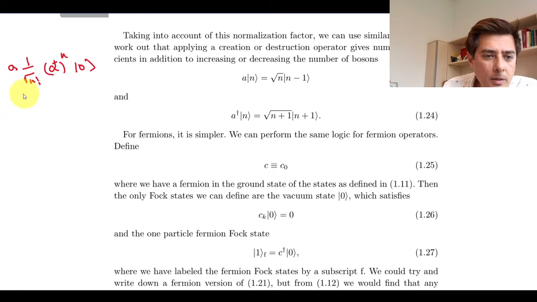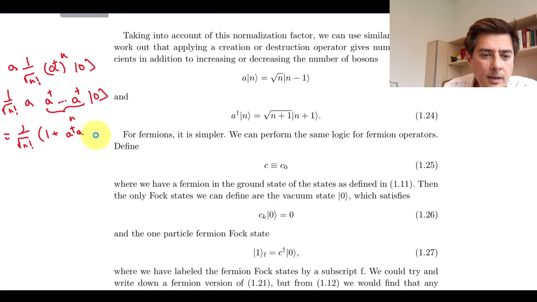Okay, so let's work out again what happens when you move this A to the left by one unit. We've got A†, and there are n of these here. So that's equal to 1 over square root of n factorial, and we can use our relation of 1 plus A†A, and then there will be n minus 1 of these ones here.